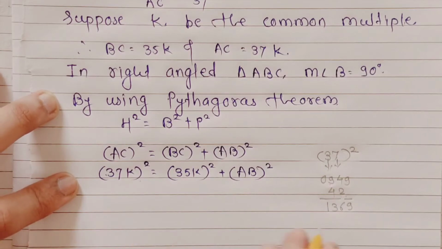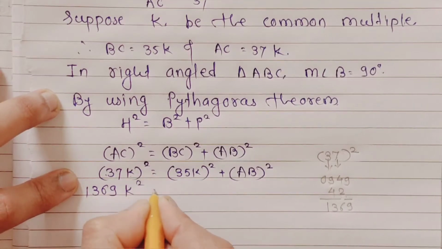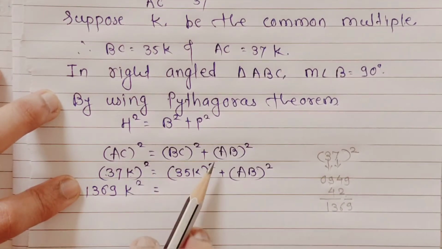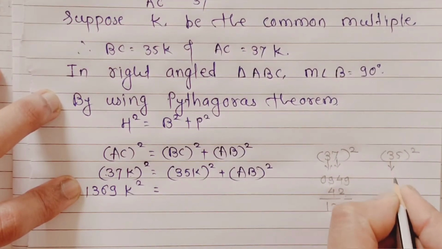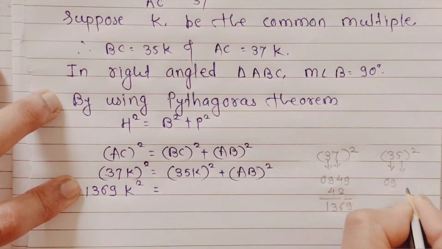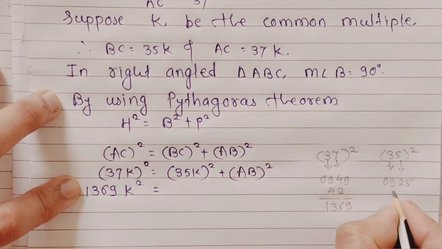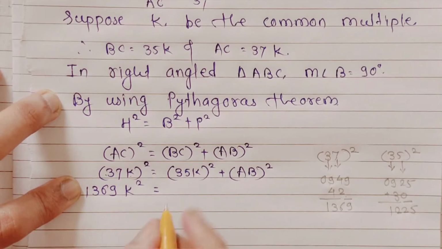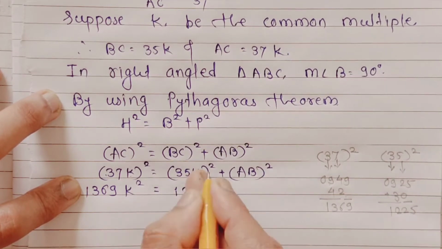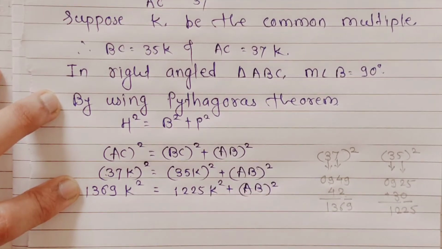So 37 square is equal to 1369K square is equal to 35K bracket square. So 35 चा आपण स्क्वेअर शॉर्ट ट्रिकने फाइंड आउट करूया. 35 स्क्वेअर, दॅट मीन्स 3 स्क्वेअर 09, 5 स्क्वेअर 25. देन मल्टिप्लिकेशन 5 3 जा 15, 15 2 जा 30. 1 डिजिट ड्रॉप करून हे मल्टिप्लिकेशन ॲड करायचं आहे. देन 5 2 9 + 3 12. That means square is 1225K square plus AB square as it is. So AB ची लेंथ आपल्याला फाइंड आउट करायची आहे.